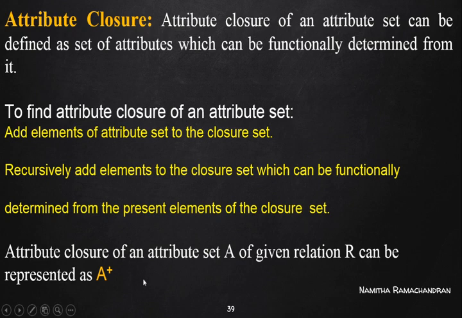Okay, so the representation of this attribute closure is like this: the attribute with a plus symbol at the right top corner. This is the representation of the closure set. Okay, so consider one example.